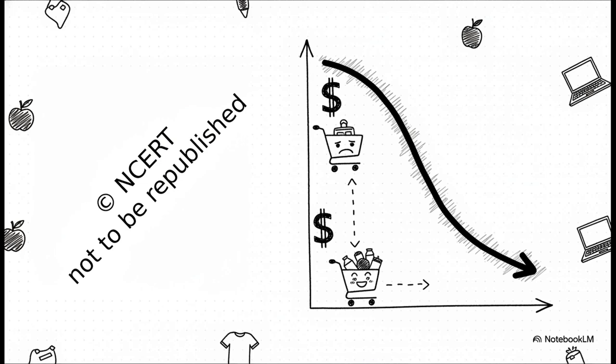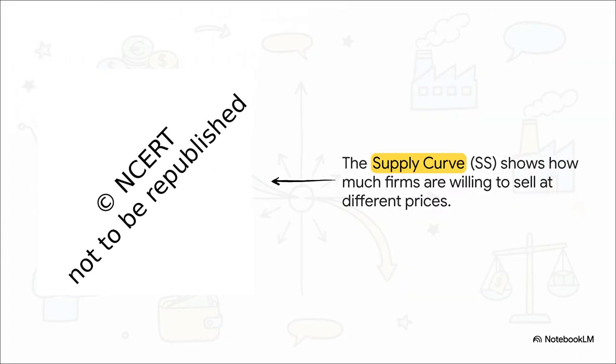We're represented by what's called the demand curve. And it's pretty simple, really. It slopes downwards because, well, the cheaper something is, the more of it we want, right? If your favorite coffee goes on sale, you're probably going to buy more of it. That's demand.